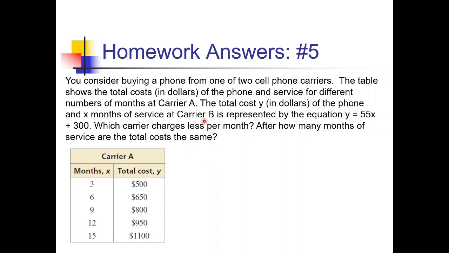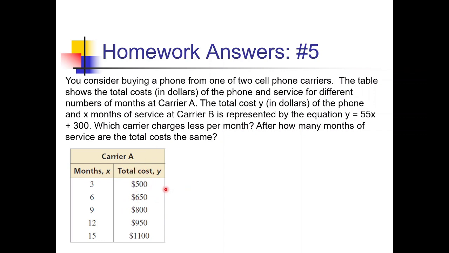All right, so let's deal with our first question, who charges less? If we're talking about charge per month, that's going to be the slope, because if you see how much the total cost is increasing after so many months, that's giving you your cost per month. So in order to figure this out, we're going to need to compare the slopes of our two carriers. The slope will be pretty easy to get out of carrier B, because this is already in slope-intercept form. So we'll deal with that in a moment. But for carrier A, it's all in table form, so we have to do a little more work to find that slope.